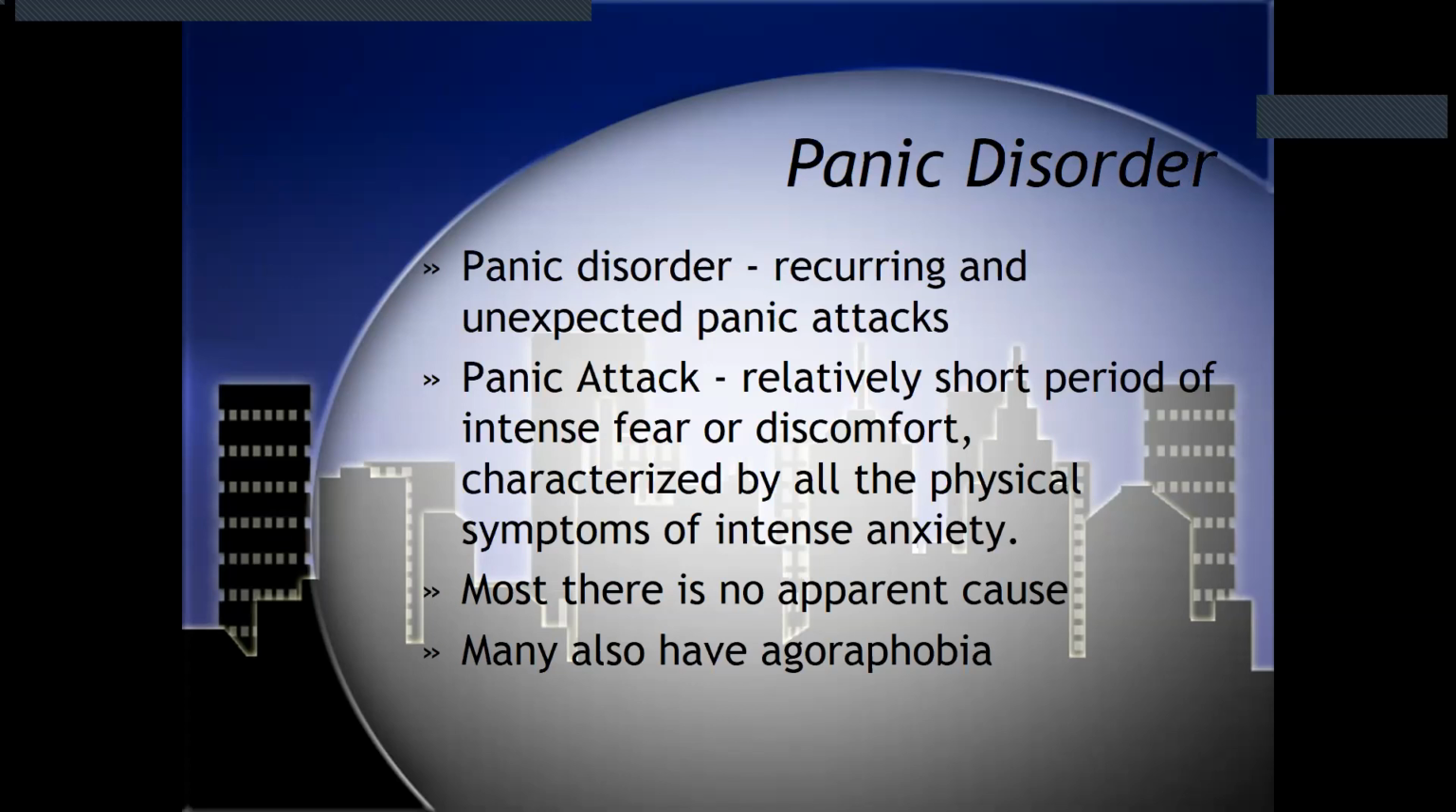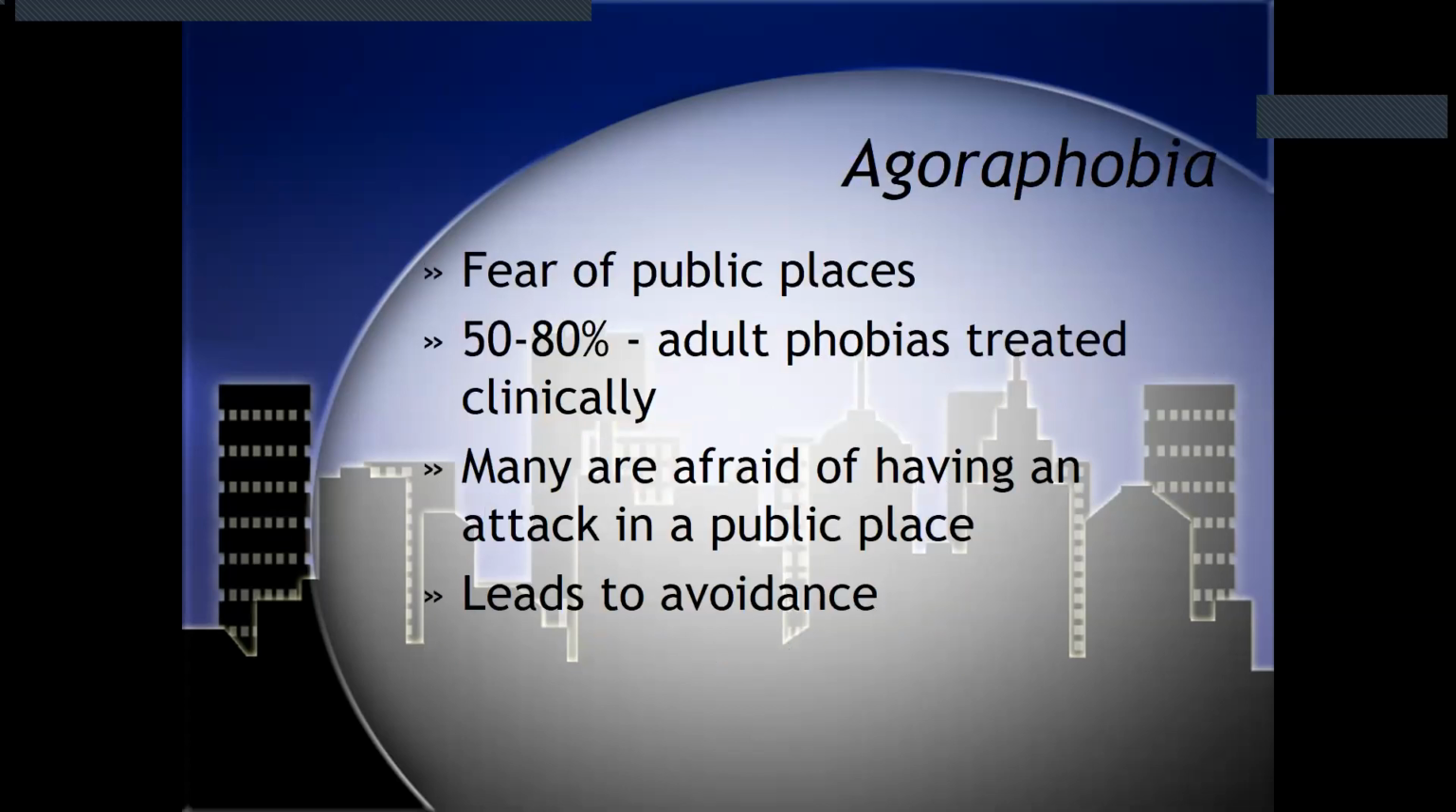For many, there's no apparent cause. Many people have a fear of having a panic attack in a group of a bunch of strangers. And so that leads to agoraphobia, which is the fear of public spaces. So that's three-quarters of the way down the page. I'm sorry I didn't put these in exact order. I just wanted to keep you on your toes, I suppose. So agoraphobia comes from Greek. The agora was the marketplace of ideas. So it's like public spaces. So fear of public spaces, 50 to 80% of adult phobias are treated clinically. Many are afraid of having an attack in a public place. We talked about that, it leads to avoidance of public places.